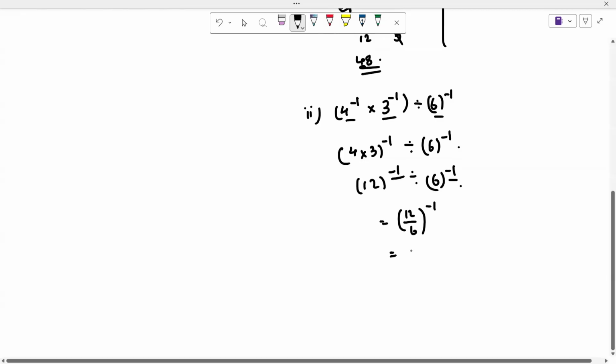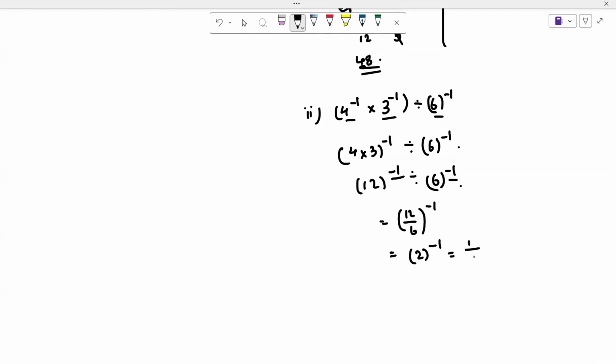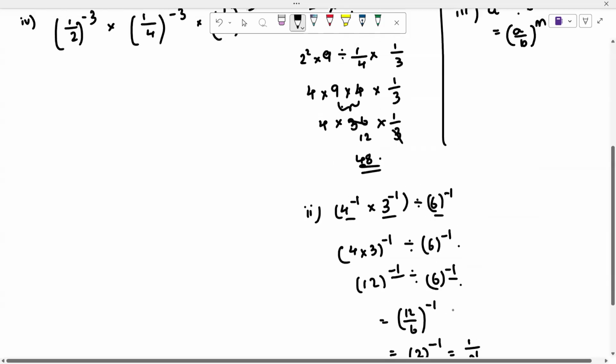12 by 6 whole power minus 1 is 2 power minus 1. 2 power minus 1 is nothing but 1 by 2 power 1 according to the negative exponent law. So our final answer is 1 by 2. Okay, this is our final answer.